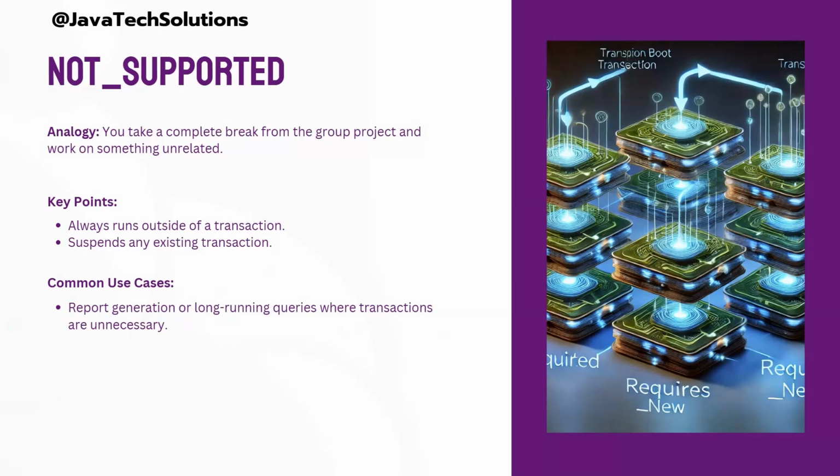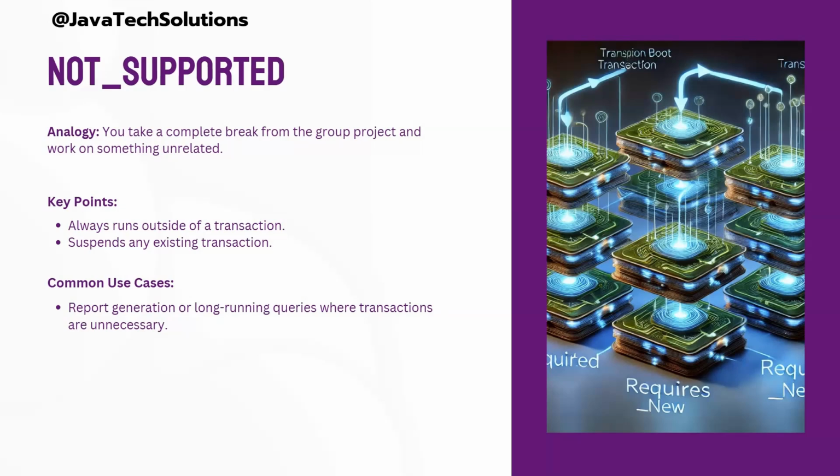So now the method will always run without a transaction. As I said, if a parent transaction exists, it will pause it for the duration of the method and then do its work. Commit or rollback mechanisms are not available for this type. Where are we going to use this one? Report generation or any long-running queries where transactions are unnecessary.